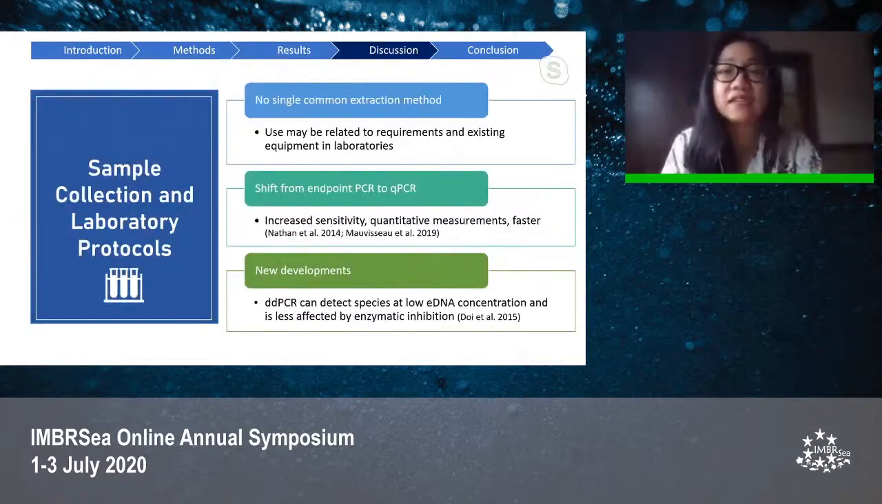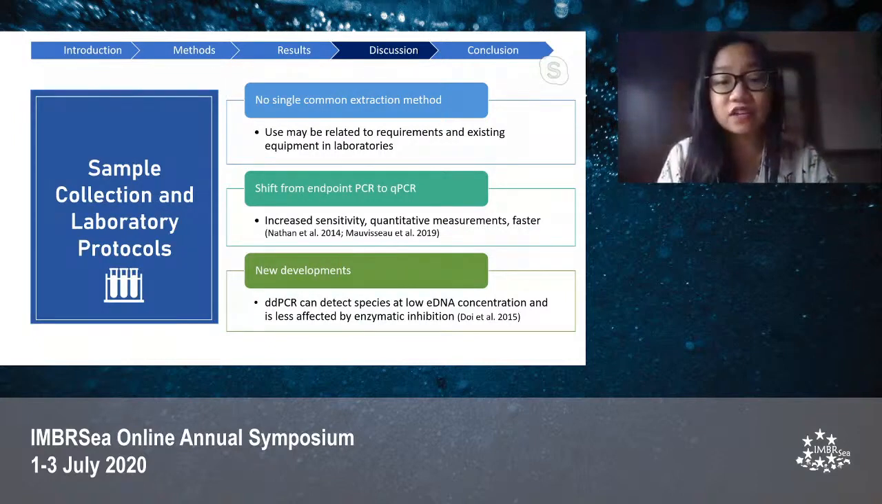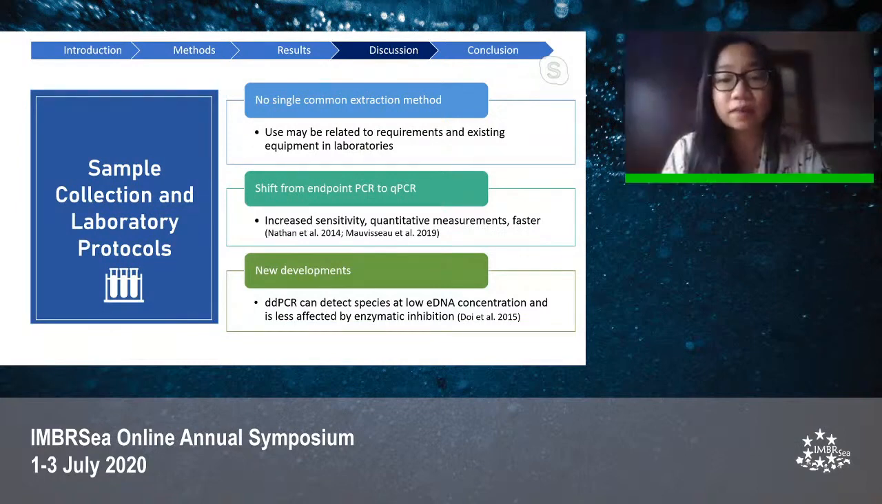So because most studies don't provide justification for the choice of eDNA extraction methods, the use may be simply related to requirements and existing equipment in each laboratory. This could also explain why there were many instances in which certain working groups had consistently used the same extraction method, despite targeting different taxonomic groups. After successful extraction, there is a number of different amplifications that can be applied for species-specific studies.